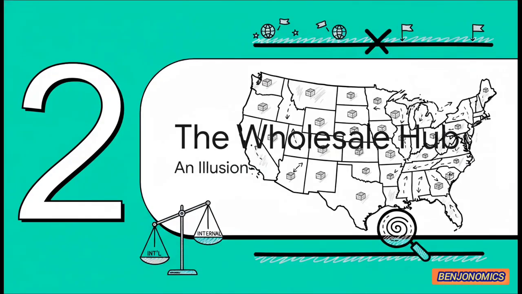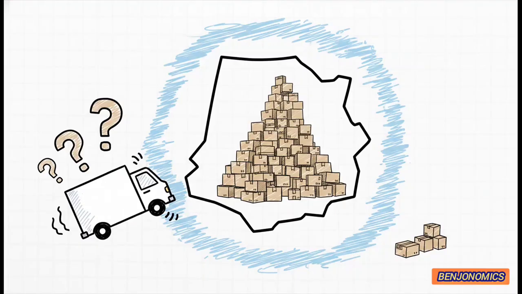Section 2. The Wholesale Hub Illusion. Let's keep building on this because the investigation took a really fascinating pivot here. Economists Russell Hilberry and David Hummels decided to just stop looking at international borders altogether and start looking really closely at internal borders, specifically the borders between U.S. states. They were responding to this highly confusing finding by Holger Wolf back in the year 2000.